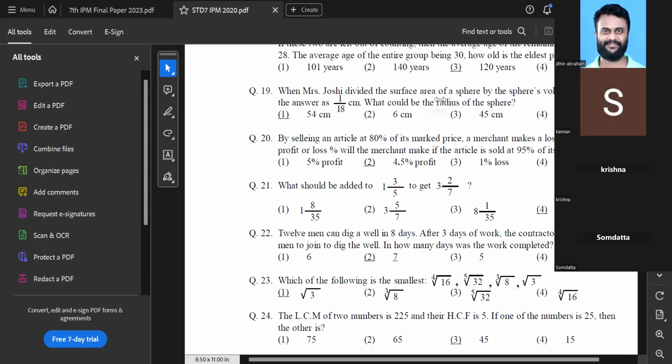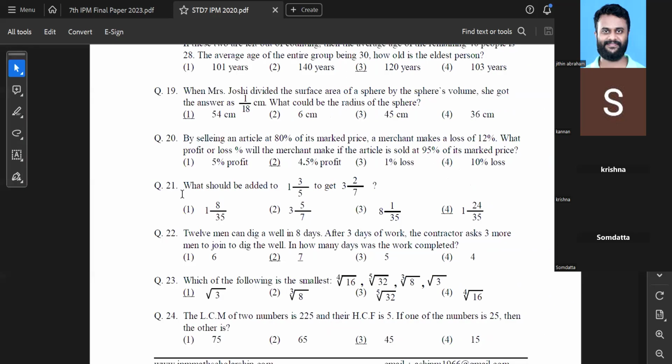Wonderful. So, my dear children, in the previous class, we had solved till the 20th question of this paper. So, in this class, we'll be continuing from the 21st.